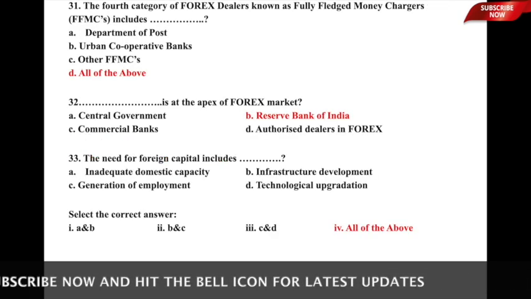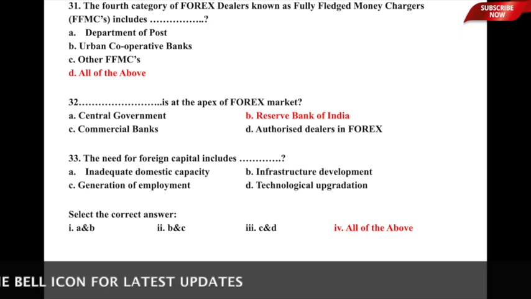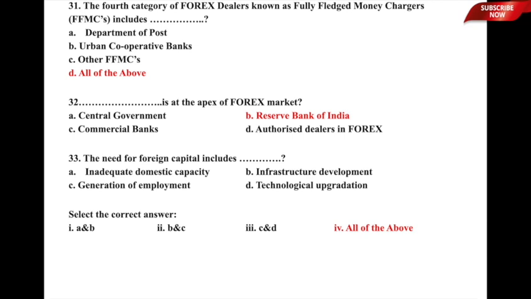Let us now move to question number 31. The fourth category, which is very important, of forex dealers known as fully fledged money changers includes dash. The fully fledged money changers include what? A Department of Post, B urban cooperative banks, C other fully fledged money changers, and D all of the above, that means Department of Post, urban cooperative banks, as well as other FFMCs. So here again the fourth category of forex dealers includes all of the above, and therefore option D, all of the above, is the correct answer. I hope all the 4 categories of forex dealers are pretty much clear.